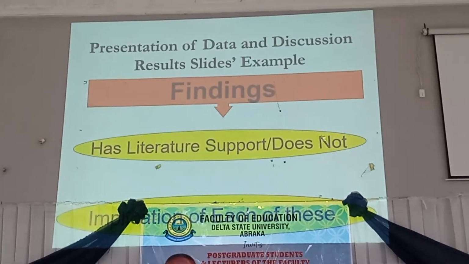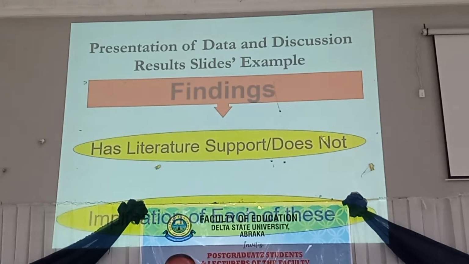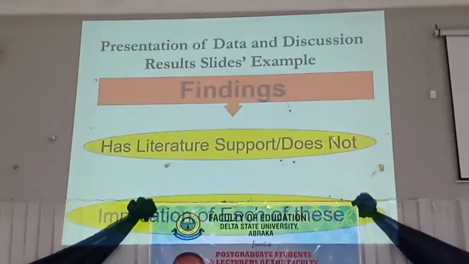Now, I said in this very slide, which I titled Presentation of Data and Discussion, that the slide has only three points that we want to see. Point number one, findings. We want to see only one of all the findings here on the slide. All your findings are in the hard copy with your examiners. The second point, does literature support this finding you have listed, or does it not? And what is your opinion of it? That is the third point, the implication of this. That is just it.